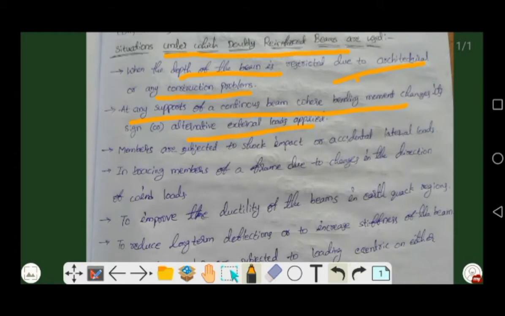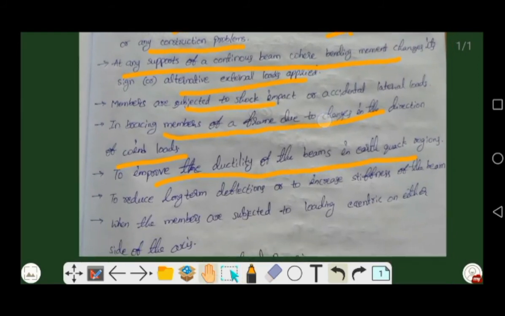Next, where the members are subjected to shock or impact, that is, sudden loads, or accidental lateral loads applied on the members. Next, in bracing members of a frame, due to changes in the direction of wind loads. And to improve the ductility of the beams in earthquake regions.